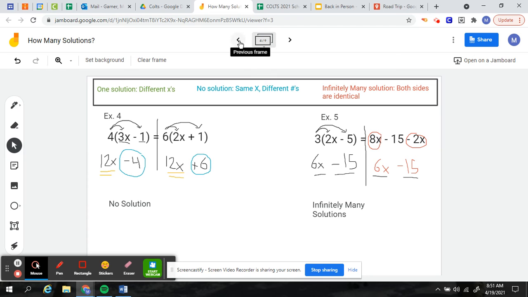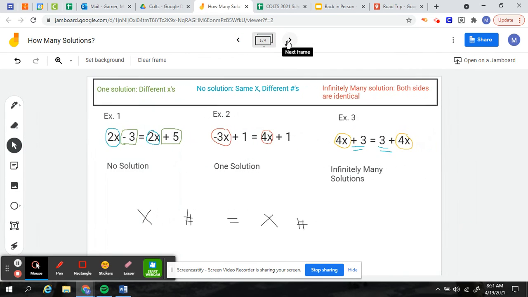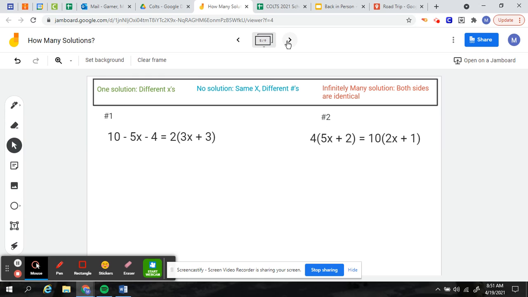All right, so the first 4 slides here are examples. The rest of this Jamboard, you have 10 practice problems on your own. What I want to do quickly, though, is let's go over number 3. So on slide 6, I also want to go over number 3, and then you'll be able to finish the rest yourself.